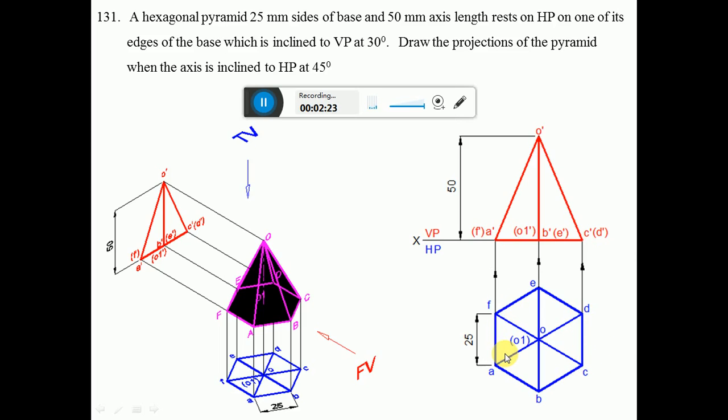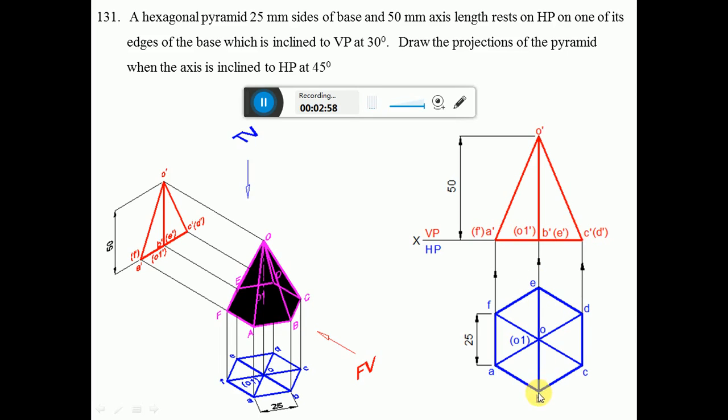In order to construct this hexagon, first draw a vertical line, and then consider any point on that vertical line. With this as center, take a radius of 25 mm and draw a circle first. Once you draw the circle, it will cut the vertical line, and you get the diameter, which is 50 mm.